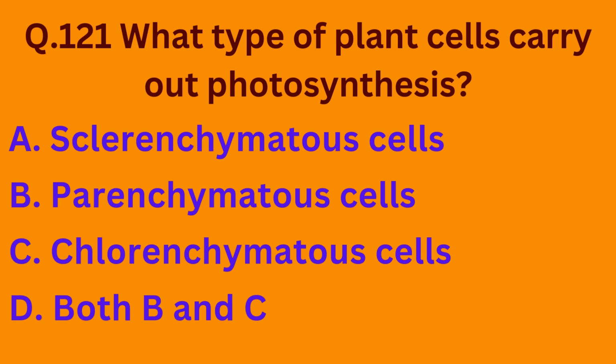Coming to our next question. What type of plant cells carry out photosynthesis? Option A, sclerenchymatous cells. Option B, parenchymatous cells. Option C, chlorenchymatous cells. And option D, both B and C. So basically, photosynthesis is carried out in parenchymatous cells. So the correct option is option B.